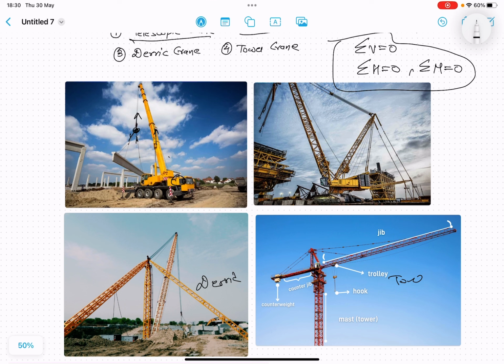So about the crane hook, in every stabilization position, net vertical force is 0, net horizontal force is 0, and basically net moment is equal to 0. So you must understand this thing.